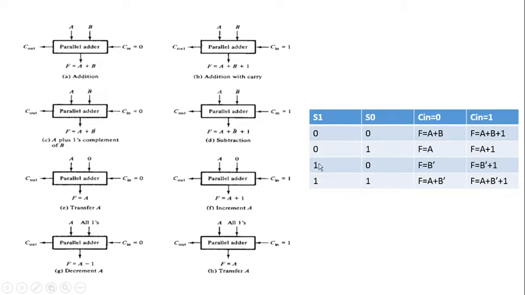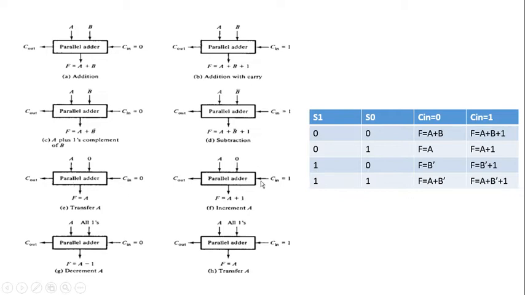Here with S1 equal to 1 and S0 equal to 0, we want to get B complement as the output function, and B complement plus 1 as the output function when Cin equal to 1. This particular combination of output functions is not directly available from this diagram. So we can make certain changes to the input configuration in order to get such an output function combination. When Cin equal to 0, we want B complement as the output function. With Cin equal to 1, we want B complement plus 1. How is it possible?